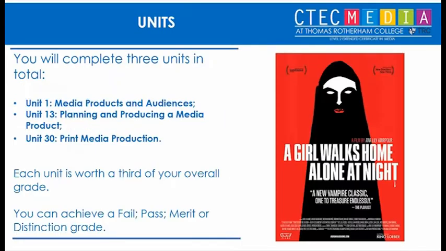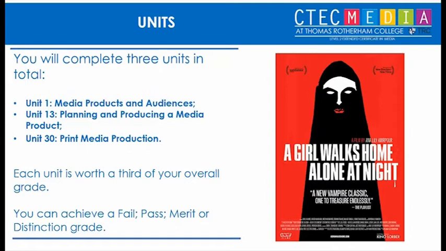So these are the 3 units that we do in total. We start off looking at Unit 1, which is Media Products and Audiences. Then we'll move on to Unit 13, Planning and Producing a Media Product. And finally Unit 30, Print Media Production. Now each of these units is equally weighted in terms of going towards your final grade. They're each worth a third.